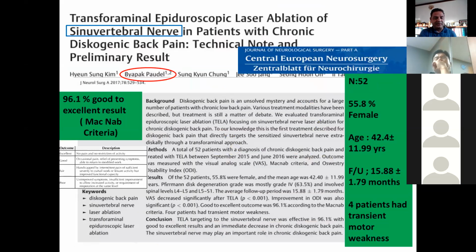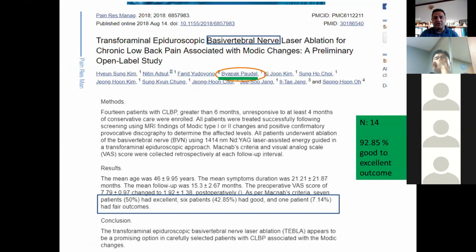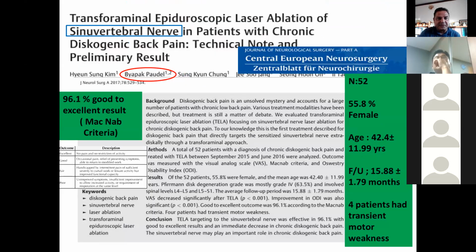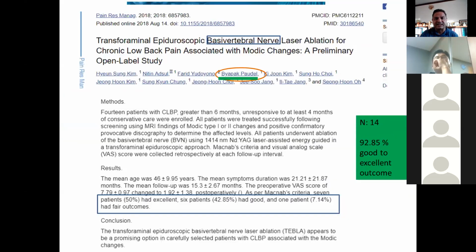And this is the paper that we have published together with Professor Kim on the sinovertebral nerve. And this is the paper we published together with Nitin, Farid, and Professor, on the ablation of the basivertebral nerve. The result by the ablation of the basivertebral nerve is 93%, whereas the ablation of the sinovertebral nerve can produce 96% good to excellent result.